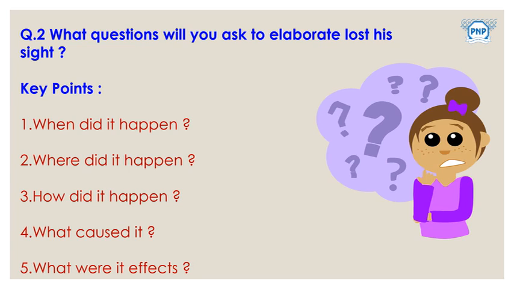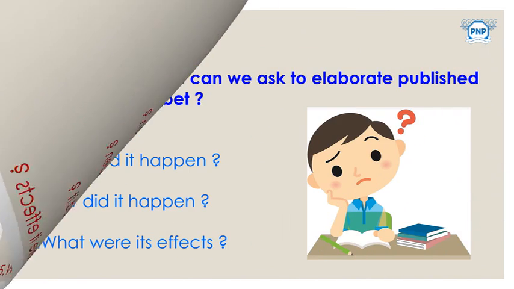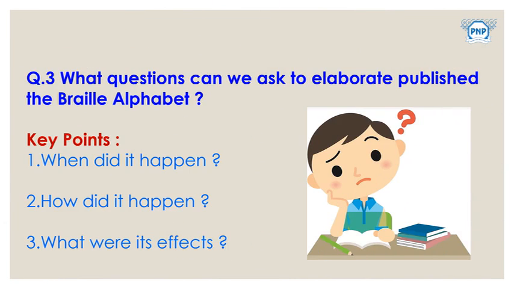Okay, let's take some of the next questions as well. What questions can we ask to elaborate that he published the Braille alphabet? Like we know that he published the Braille alphabet. Do you know when he published his Braille alphabet? Do you have any idea? Yes, it is in 1829, and it was called Method of Writing Words, Music and Plain Song by Means of Dots.